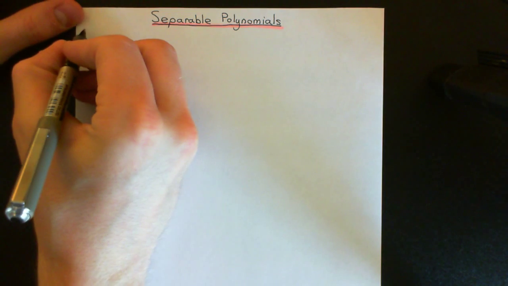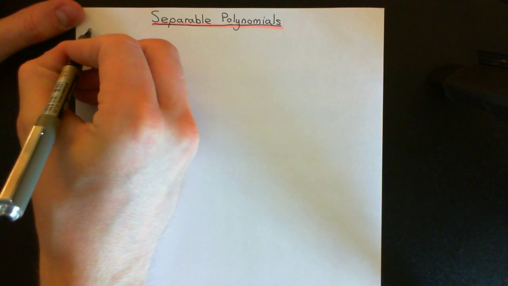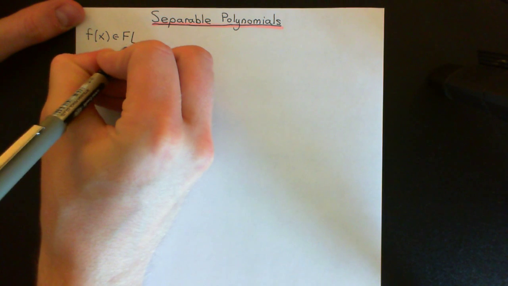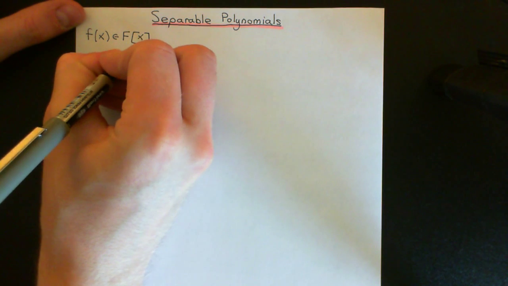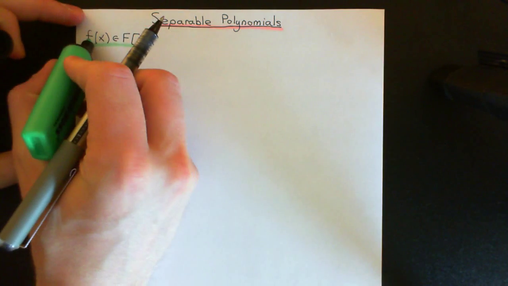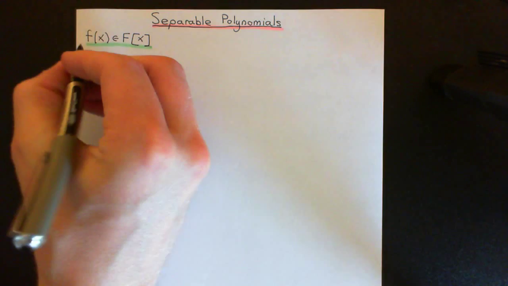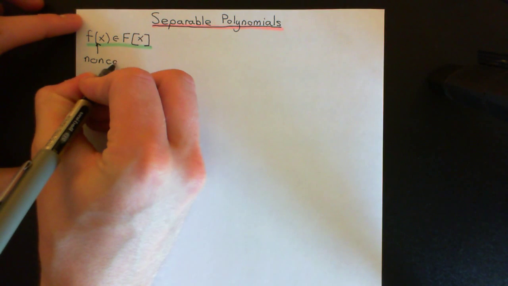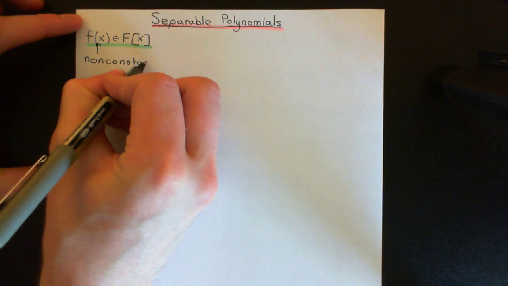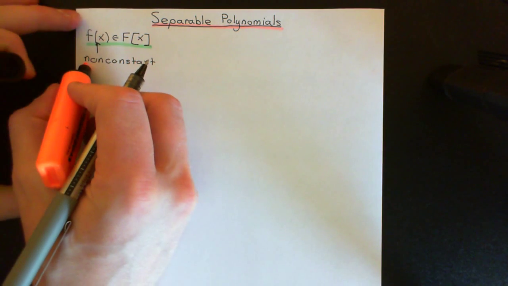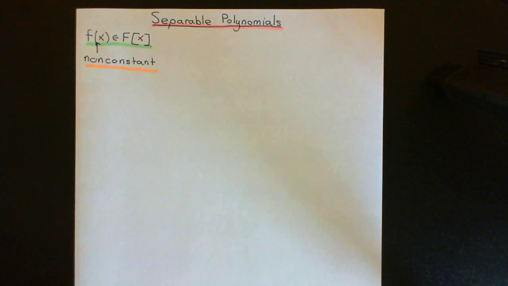Our starting point is that we're going to have some polynomial, f of x, which is an element of the ring of polynomials over a field, capital F. To apply the definition of separable to a polynomial, you need your polynomial to be non-constant. So we're going to assume that this polynomial, little f of x, is non-constant. That means it's not the zero polynomial, and indeed it's not any of the other constant polynomials either. So it's degree 1 or greater. You can't apply this definition to a constant polynomial.